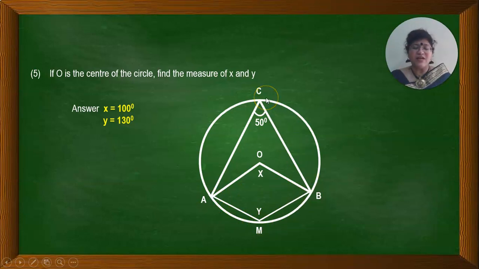Now at the same time, AMBC is a cyclic quadrilateral. It is not given that it is a cyclic quadrilateral, but all the vertices of this quadrilateral are on the circumference. So it is a cyclic quadrilateral. Use the property of cyclic quadrilateral, that the opposite angles, their total will be 180 degree. So if angle C is 50, what will be the measure of angle Y? It will be 130 degree. Okay, students, there are different ways of solving this. Feel free to choose any method.